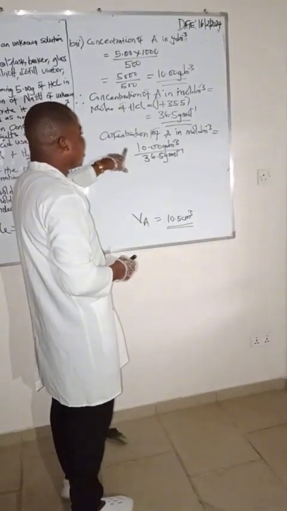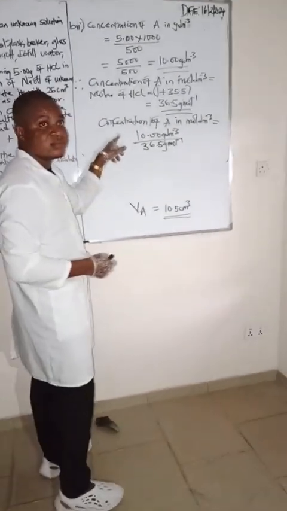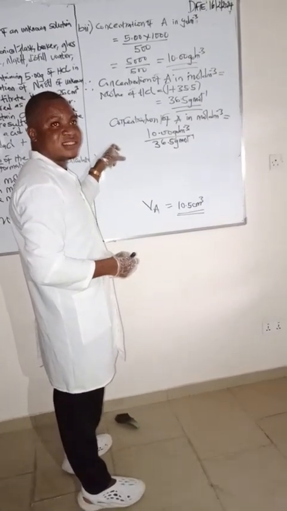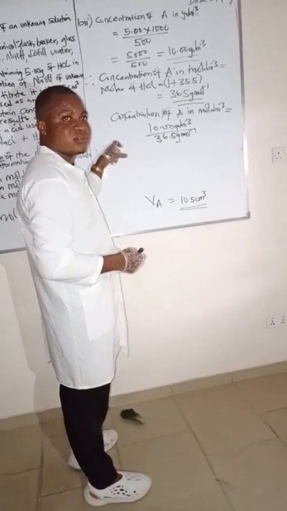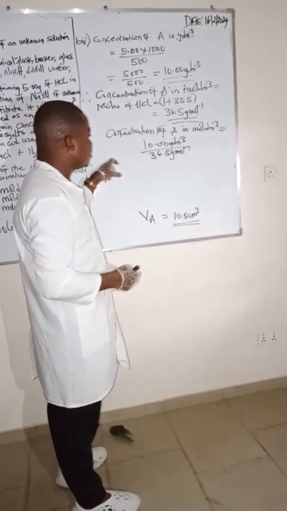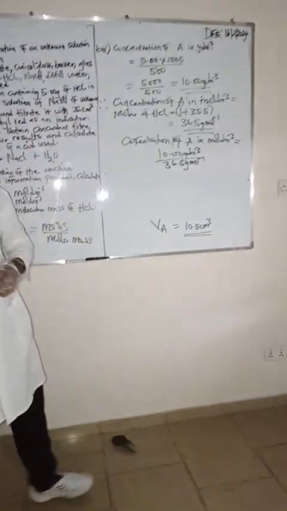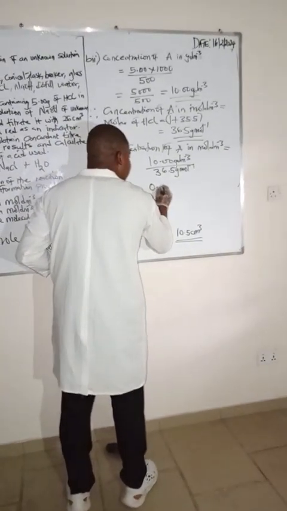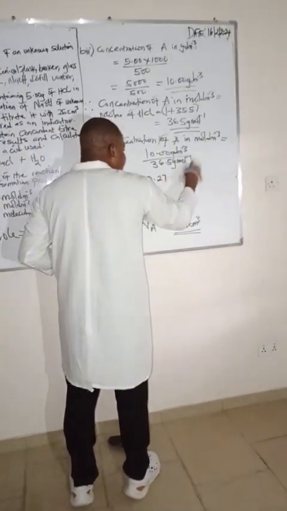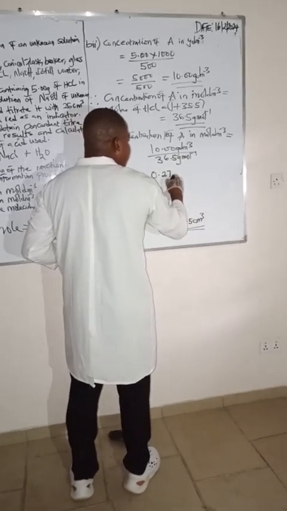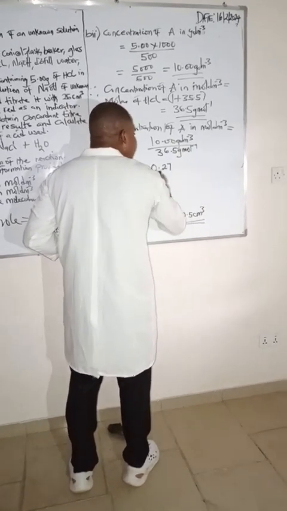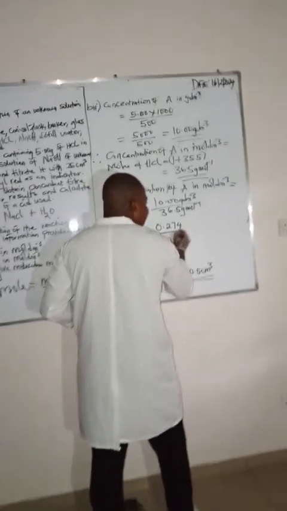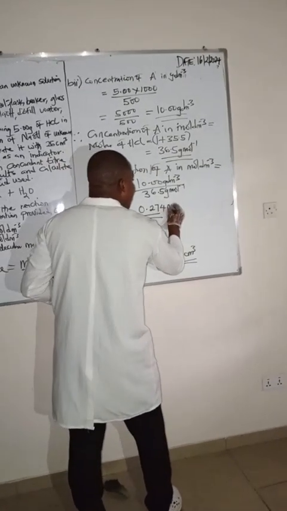Who is calculating now? What do we have? Talk now. 0.27... What again? What other number follows? 3. What number follows after the 3? 9. 0.2739. Are you with me? That's our answer, in mole.